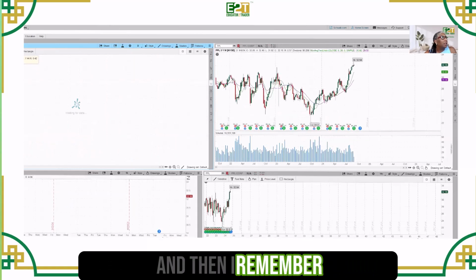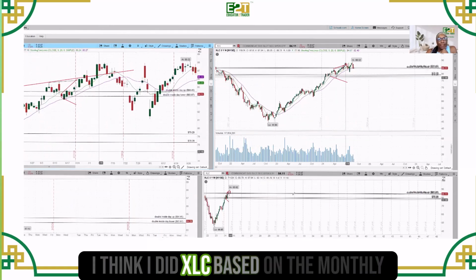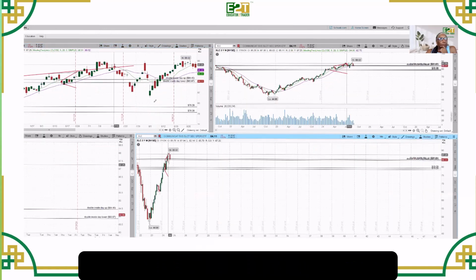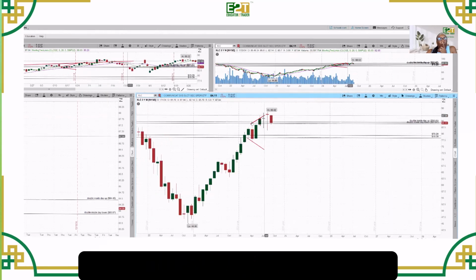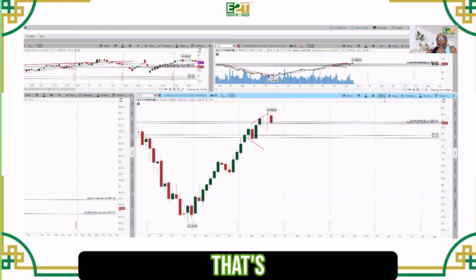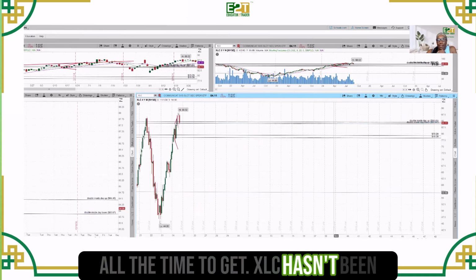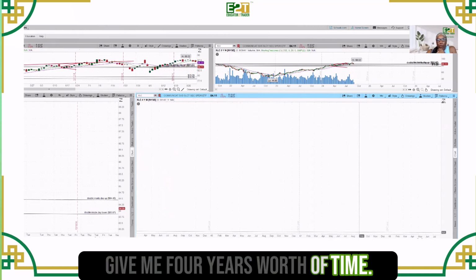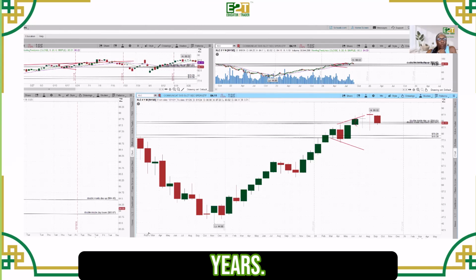And then I think I did XLC based on the monthly chart, down here in the bottom right. There you go. Honestly, you could swing back. Let me go get more time. Maybe that's all the time to get. XLC hasn't been around that long. It won't give me 4 years worth of time. Maybe it hadn't been around 4 years. So there we go.